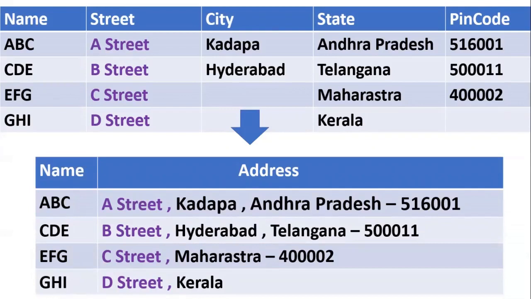After the city, we need to put a comma. After the state, we need to put a hyphen. Before the pin code, we need to put a hyphen. This looks simple, but it has some trickiness in it.